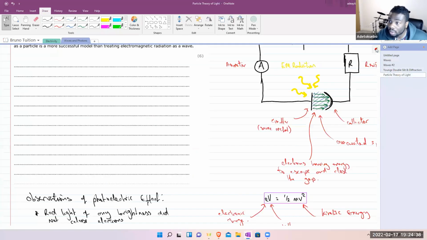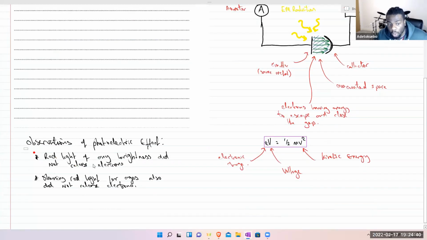So we're saying here that red light didn't work, so let's shine it for longer and see if we can build up the energy inside the metal. Maybe after 3 million years, we might finally see some photoelectrons. It obviously didn't happen.